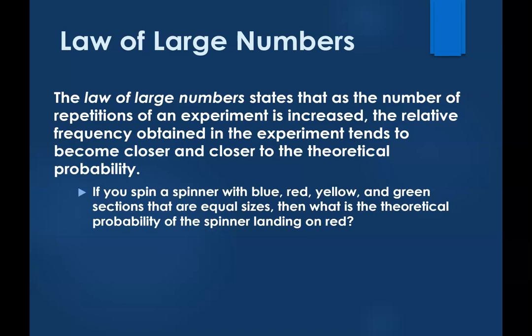If you spin a spinner with blue, red, yellow, and green sections that are equal sizes, then what is the theoretical probability of the spinner landing on red? So think about that. We would have 1 chunk of red out of 4 possibilities. So that would be 1/4. That would be our theoretical. So now let's see if we do a simulation and how that works out.